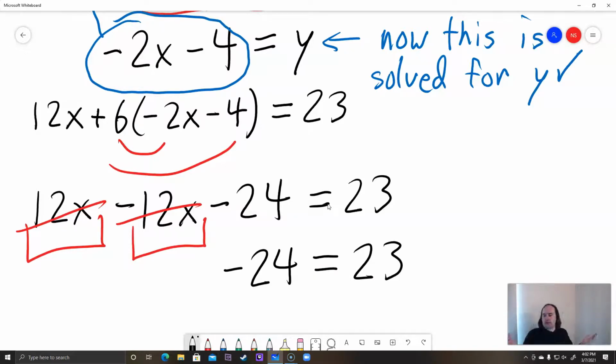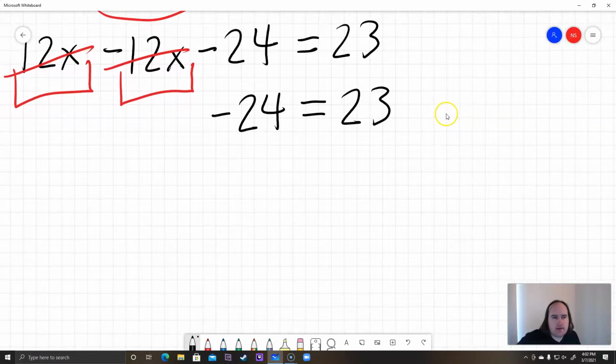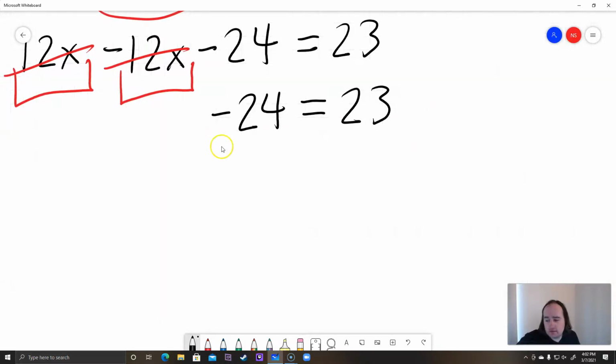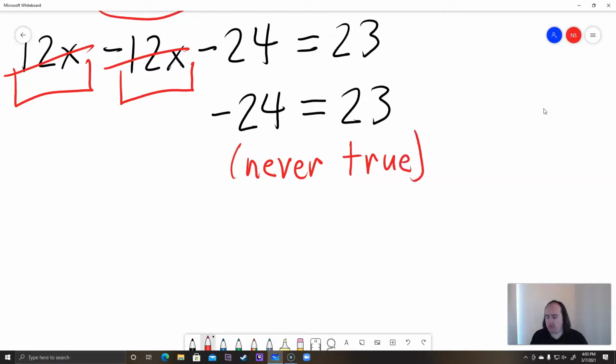So what on earth do we do? Is this an answer? What does this mean? Well, this is never true. Negative 24 and positive 23 are different numbers, so this is never true. But that's not what we write as our answer. I just wanted to point out to you that this is never true, because they're different numbers. It's like saying 0 equals 1.